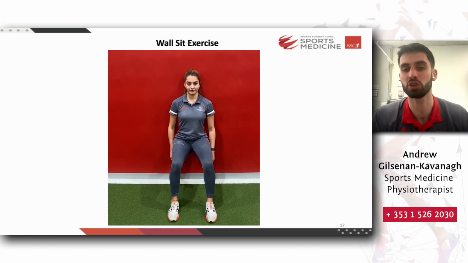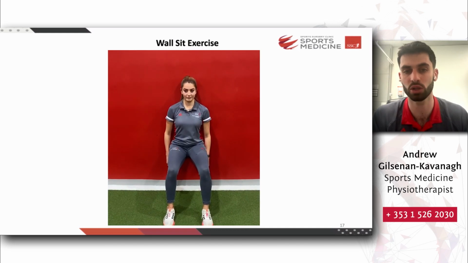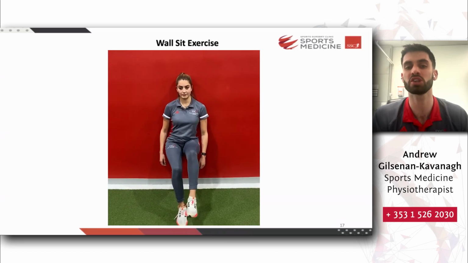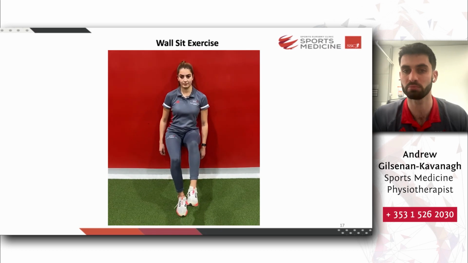So we're going to start off with a double leg wall sit, 90-degree position at our knees, flat back against the wall. We're aiming to hold this position for 20 seconds by 4 sets. A progression of this can be moving on to one leg and holding for the same amount of time.